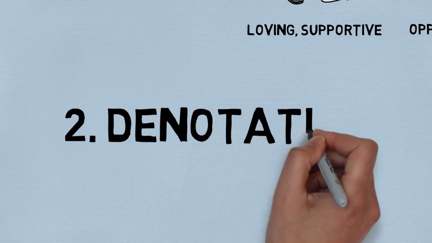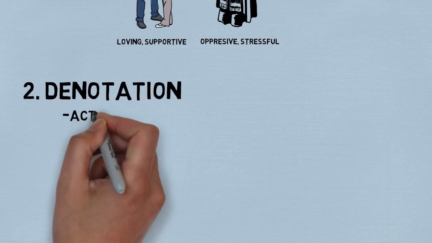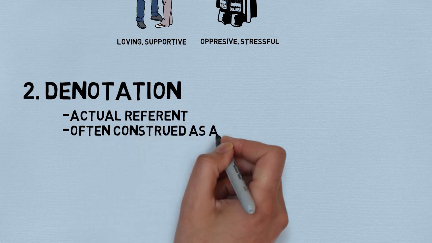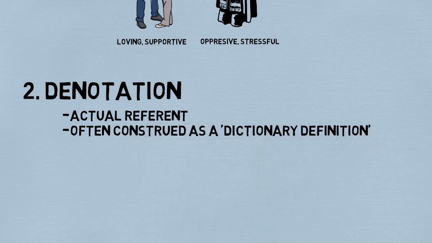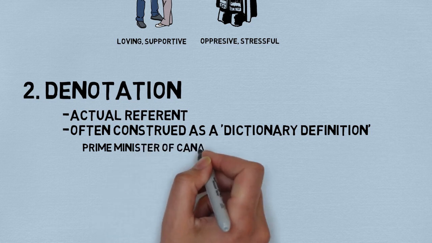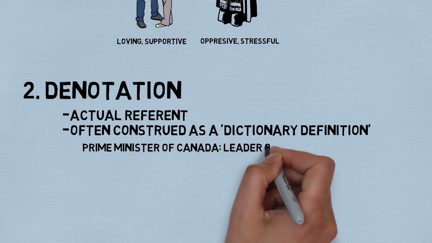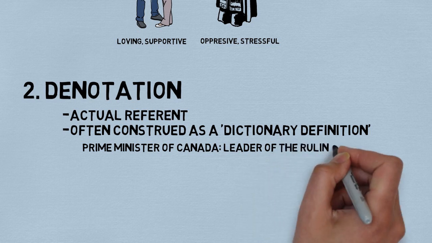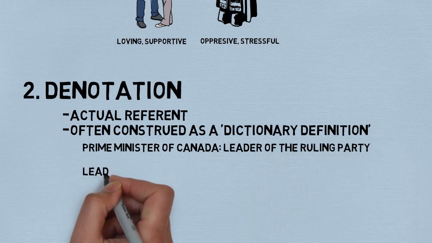Next is denotation. A word's denotation is the thing that it refers to. You can think about denotation as the dictionary definition of a word. In general, this should not vary between speakers of the same language. At least, not very much. A straightforward example of denotation is the phrase, "the Prime Minister of Canada." The denotation of this is the leader of the ruling party in Canadian Parliament.